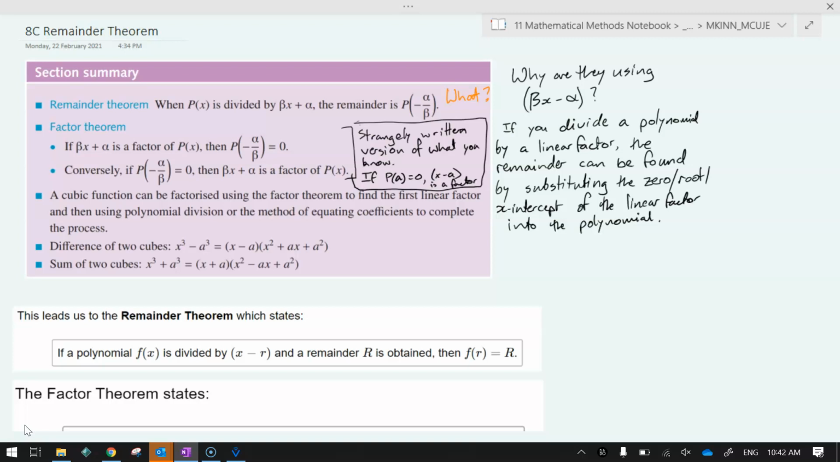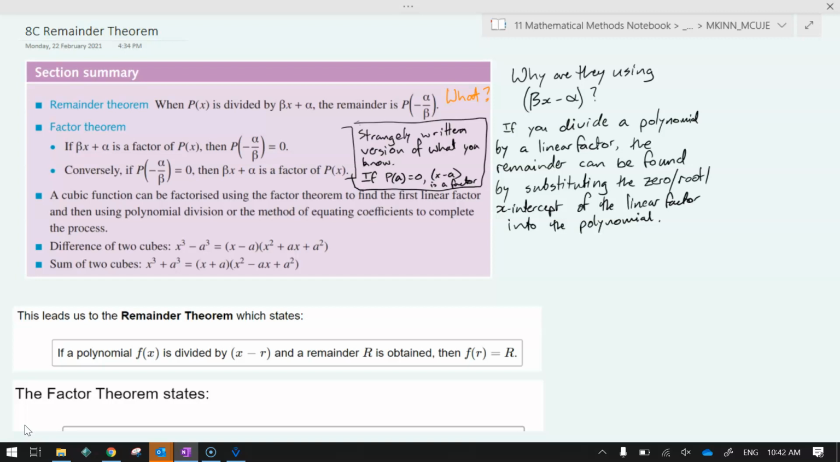The remainder theorem is a more general case of the factor theorem. The remainder theorem says if I substitute a number into the polynomial and the answer is not 0, what that answer is actually the remainder when I divide the polynomial by the factor that I substituted in.